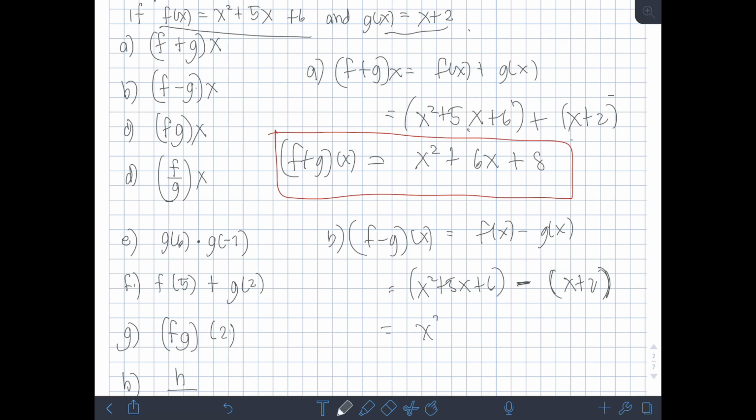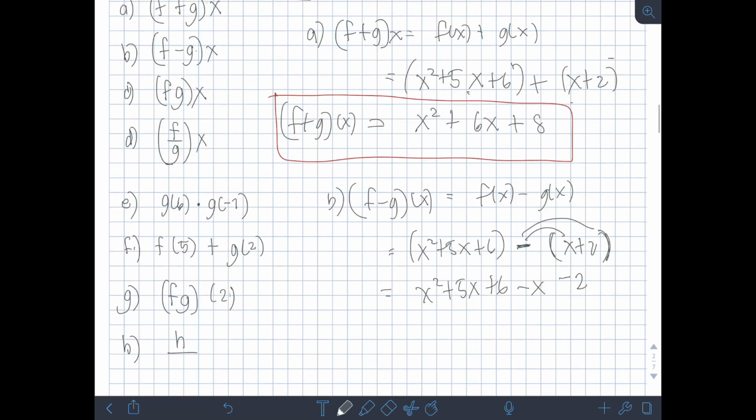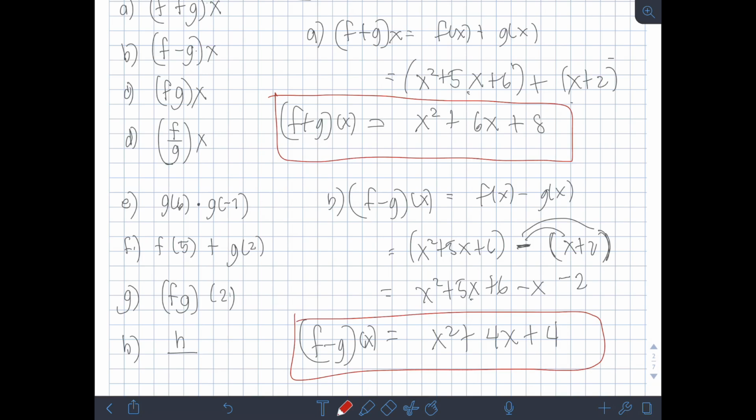So, we have x squared plus 5x plus 6. Then, distribute, negative x minus 2. Then, combine similar terms. So, x squared plus 5x minus x is 4x. 6 minus 2 is positive 4. So, therefore, f minus g of x is equal to x squared plus 4x plus 4.